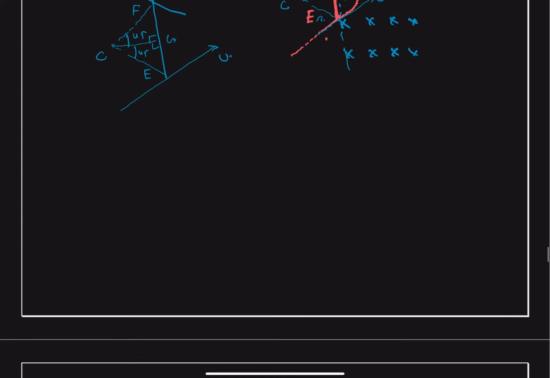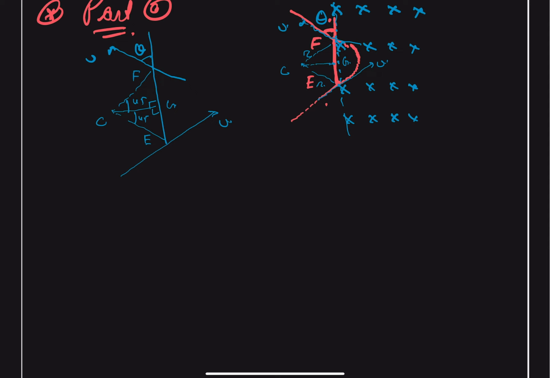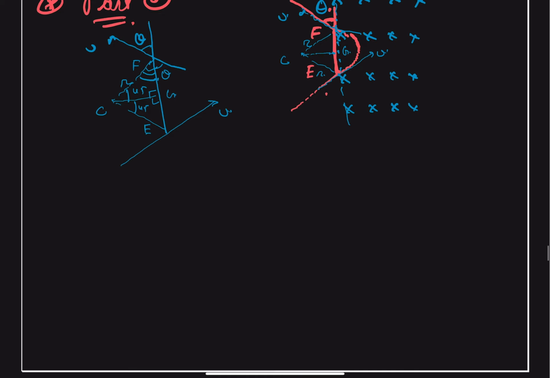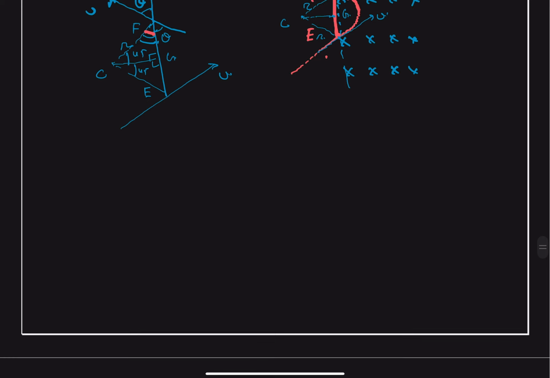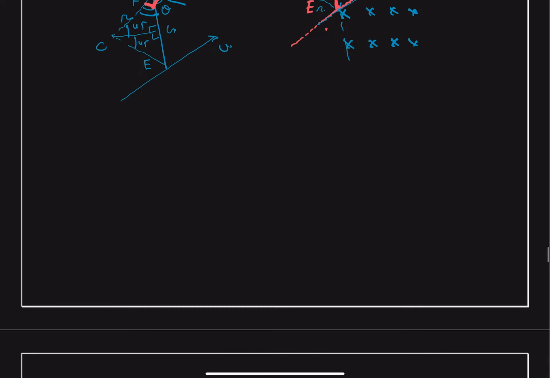So we can write that our angle CFG, we need to find out this angle. Because of vertical opposite angles, this angle will be theta, and this is a radius vector and this is a tangent, so this will be 90 degrees. So we can write that angle CFG will be equal to 90 minus theta.